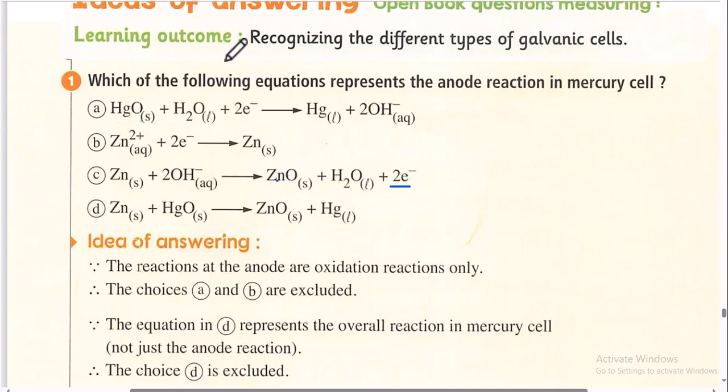Welcome, my dear students. Today we'll speak about some problems and some questions about the galvanic cells. So the first question is, which of the following equations represents the anode reaction in the mercury cell?